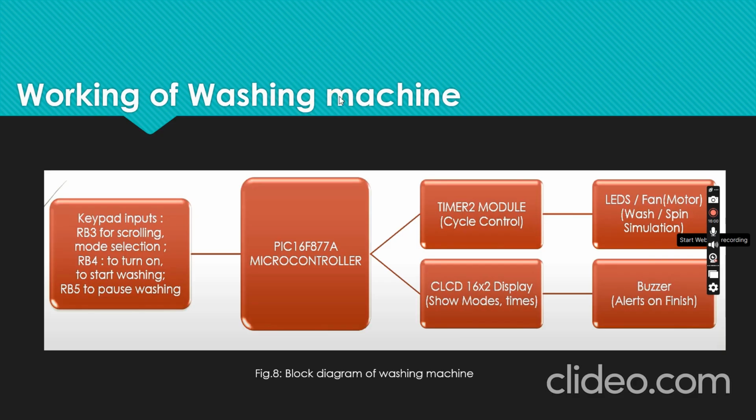This is the block diagram of how my project will work, the working of the washing machine. Keypad inputs select the mode, and RB is turned off to start. This is the microcontroller chip with the Timer 2 module, the cycle control, and the CLCD 16x2 display, which shows the mode. This is the LED, the fan, and this is a buzzer.